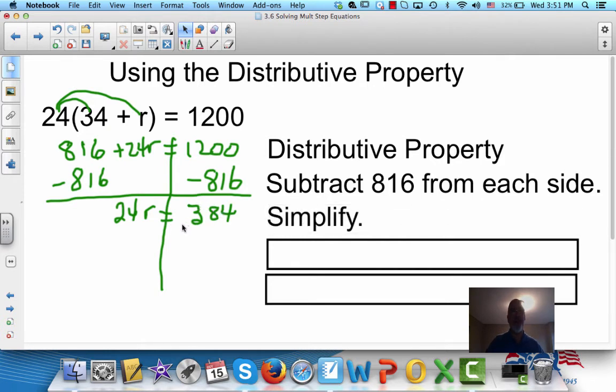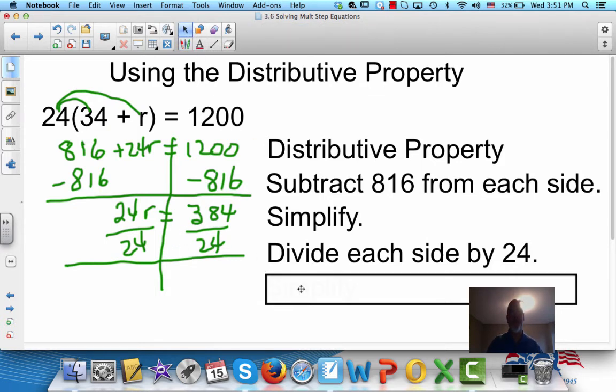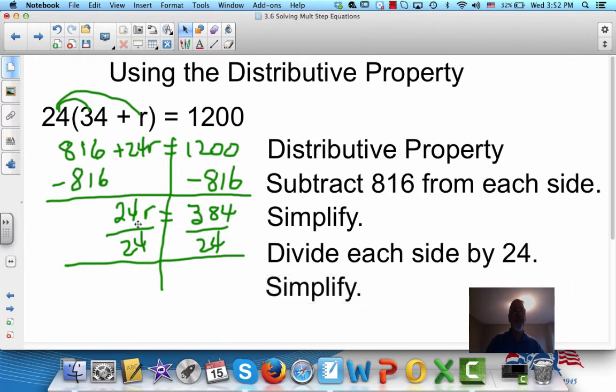Now what's the next step we're going to do? Right, you divide by 24 on both sides. So we come here and we go divided by 24, divided by 24, draw our line for the step, and I bet you can't guess what this final step tells you to do. Right, simplify. So we go 24 divided by 24, they cancel each other out, and you're left with R equals, and everybody knows that 384 divided by 24 is 16.